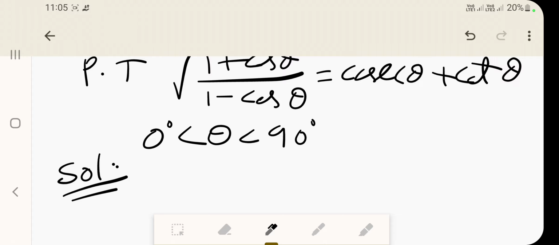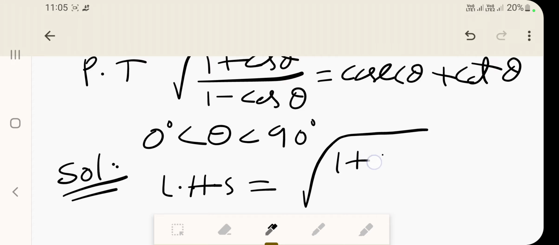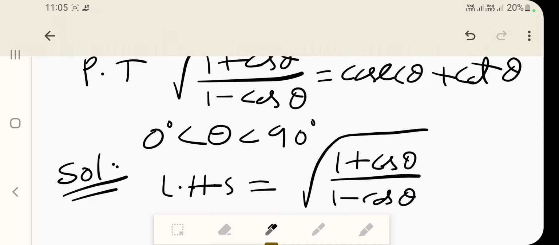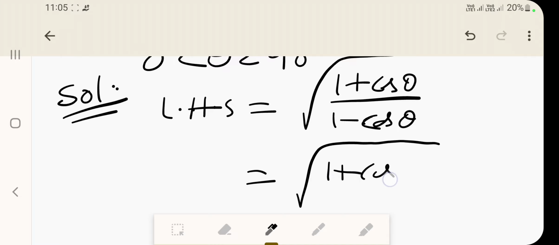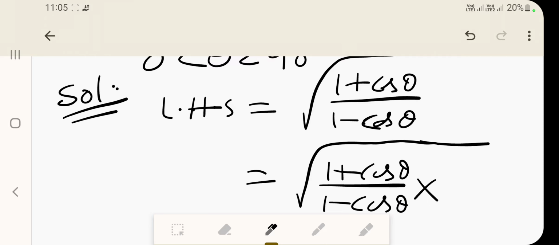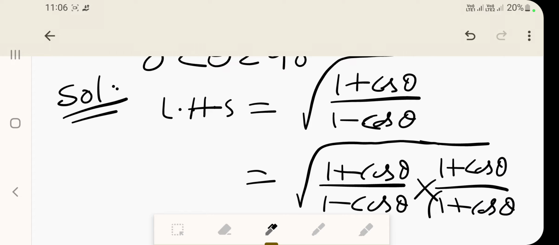Here we are going to start from LHS. The LHS they have given is 1 plus cos theta divided by 1 minus cos theta. This is a very important question. So here how you are going to solve is by rationalizing. We have 1 minus cos theta in the denominator, so we are going to multiply and divide with 1 plus cos theta.